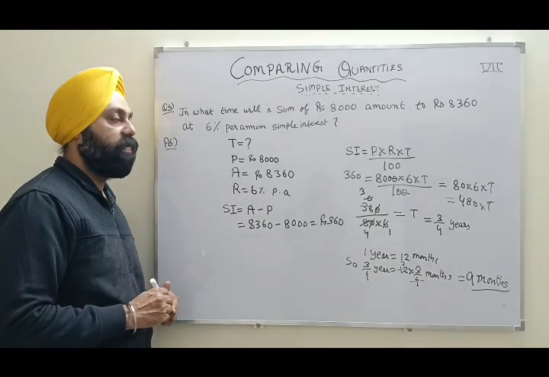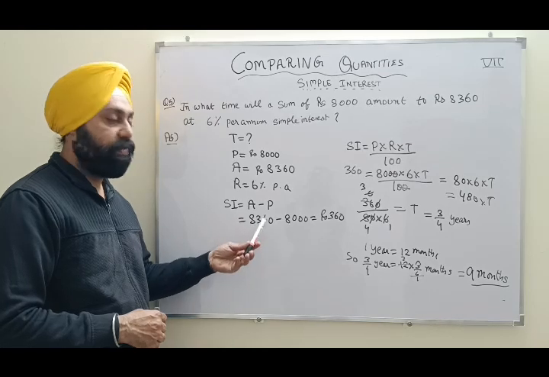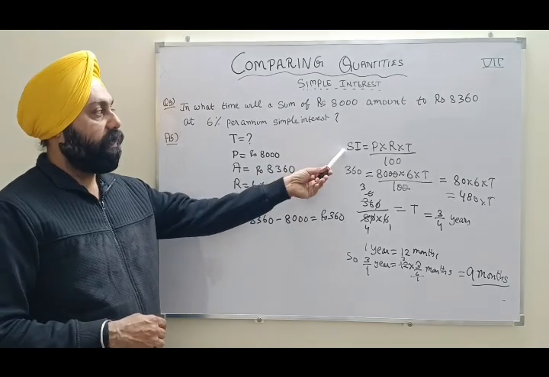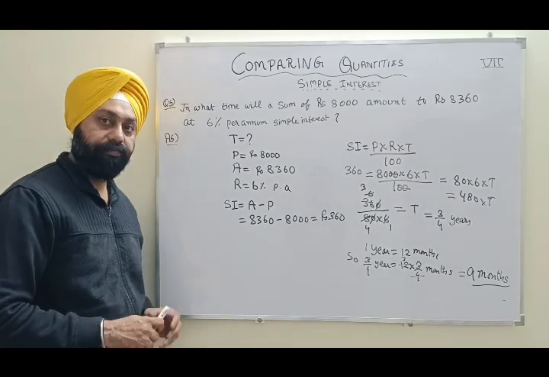So in these sort of questions we have to do two steps. First we have to find simple interest using amount and principal, and after that we have to use that simple interest in the formula and do the calculations.